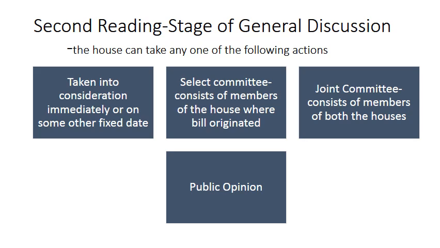First one is they can consider the bill immediately or on some other fixed date. Second option they have is sending the bill to select committee. Select committee consists of the members of the house where the bill originated. Third option they have is sending the bill to joint committee. Joint committee consists of the members of both the houses. Last one is public opinion. In this option, they may circulate the bill to elicit public opinion.